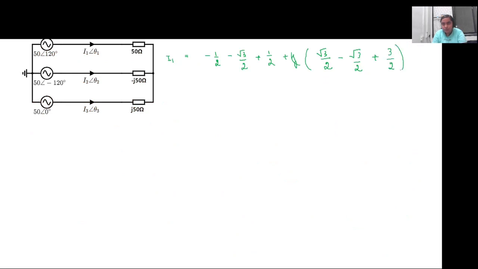So these two terms will get cancelled, it will get simplified to minus root 3 by 2 plus 3 by 2 j, right? So suppose we take root 3 common, what will it be? Minus half plus root 3 by 2 j. So can you calculate the magnitude and angle of I1 now? If we are to write I1 is equal to some magnitude into angle, what will it be?